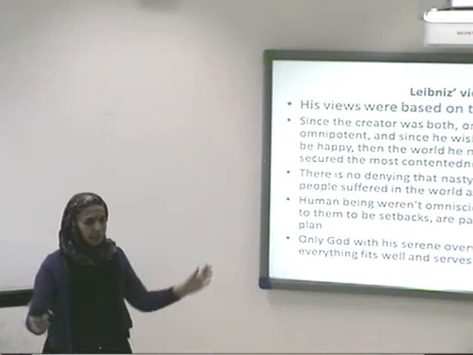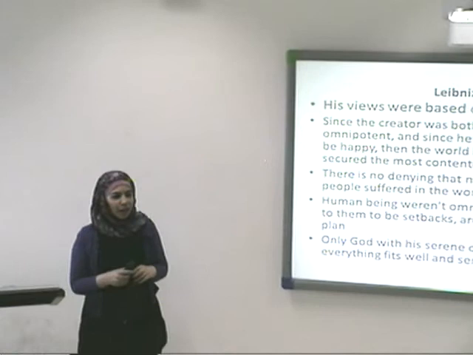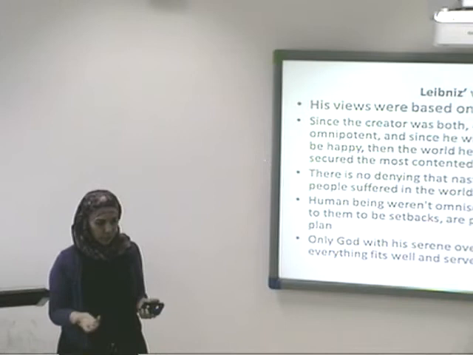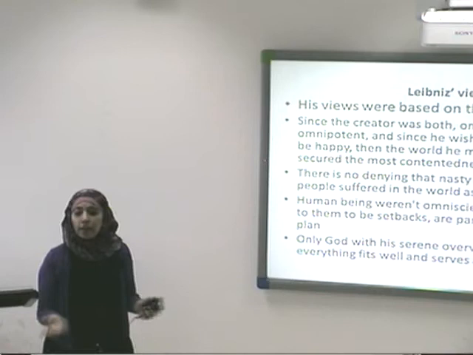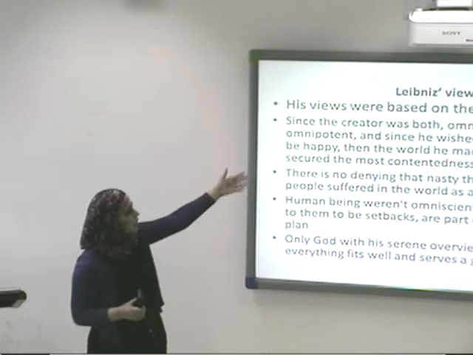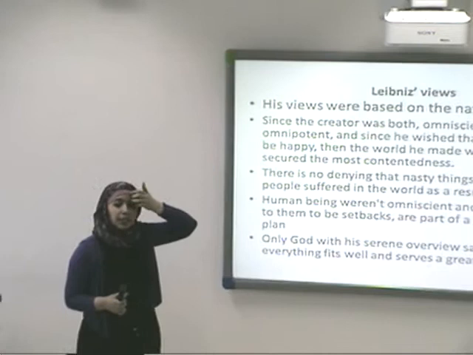Do you guys understand this? You don't know what omniscience means? Omniscience means all knowing. Omnipotence means all powerful. So this is the nature of God. God is all knowing. God is all powerful. And so he's the creator, right? The creator is all knowing and all powerful, and he creates the universe and creates people.